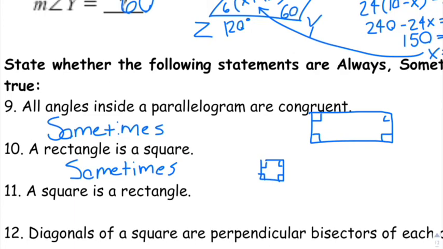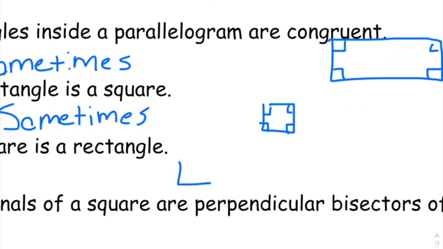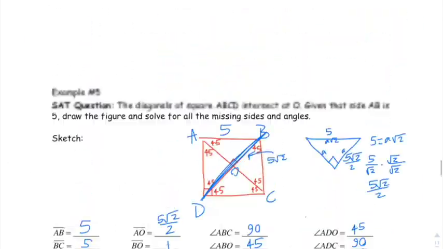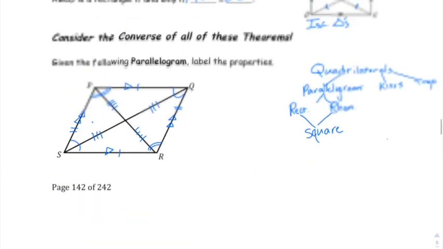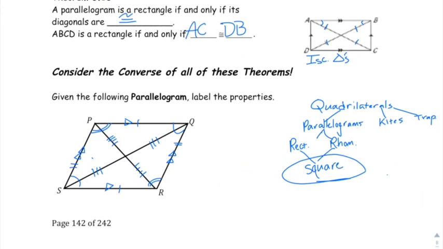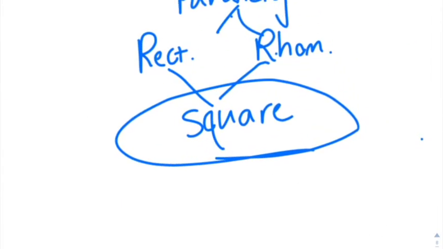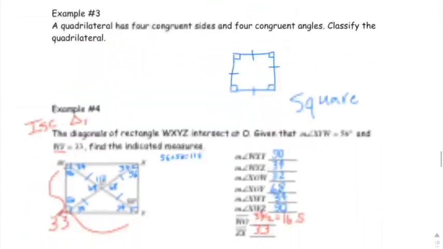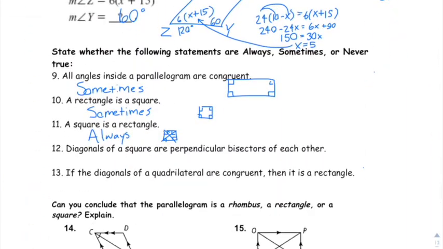Now, a square is a rectangle. So any square I ever draw should have the properties of a rectangle. It should have the 4 right angles, and it should have the diagonals congruent. So I'm going to say always in this case. And it's useful to go back and look at that little flow chart that we made back here at the very beginning. A square is always a rectangle. So that will help us out there. But a rectangle doesn't necessarily always need to be a square. It could look like a square, but not always. So that's why we put sometimes on that previous one.